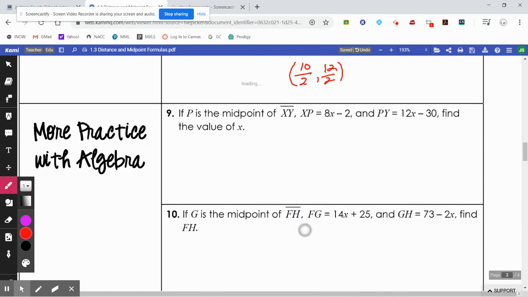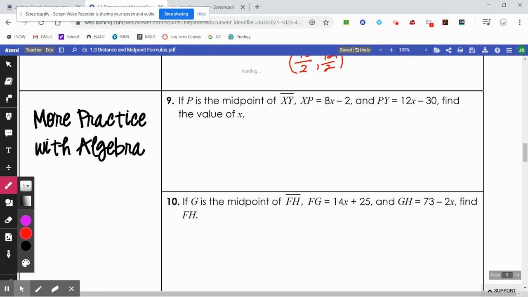More practice with algebra says if P is the midpoint of xy, now this one's a little bit trickier because they're asking something completely different here though. It says P is the midpoint of xy, so let's draw that. So you've got line segment xy, and P is in the middle. It tells you the value of xp is 8x minus 2. The value of py is 12x minus 30. It says find the value of x, and we know again that a midpoint is the point that's directly in the middle.